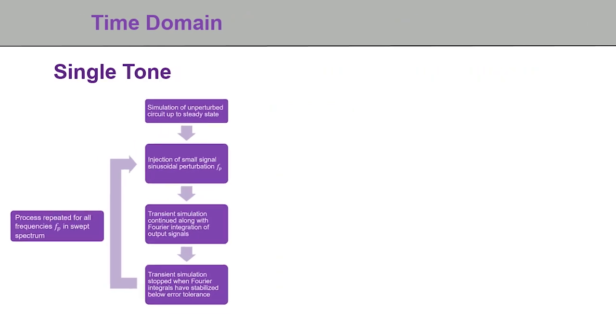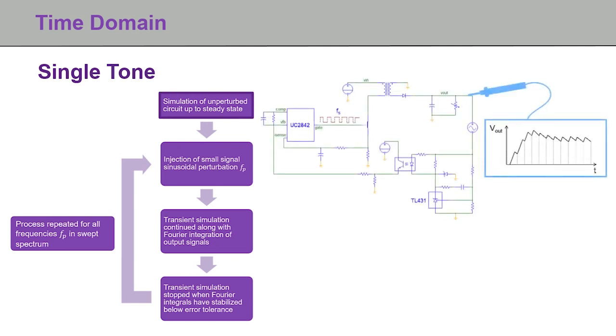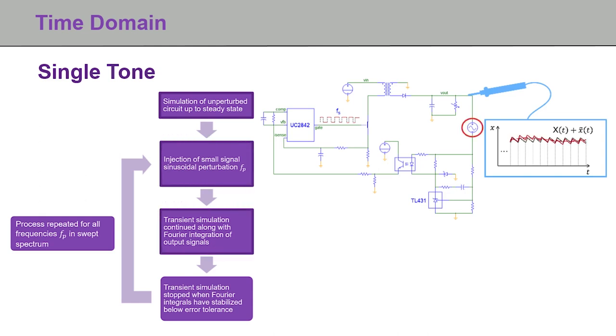Let us first look at the single-tone method. It consists of the following steps. The unperturbed circuit is simulated up to steady state. Once in steady state, the small signal sinusoidal perturbation is injected into the circuit, and the transient simulation is continued while performing Fourier integrations of output signals of interest and monitoring their convergence.